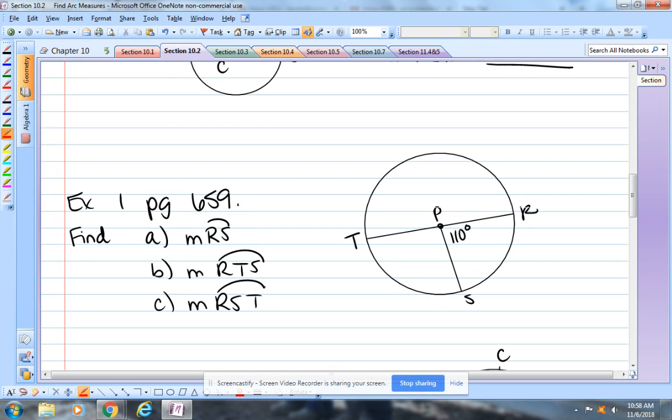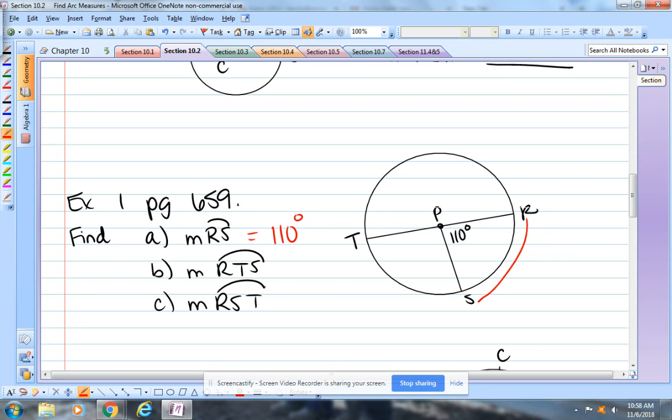First, they want me to find the measure of arc RS. Is it a major or a minor? Minor. So R to S is here to here. And what's that going to be? It's going to be the same as the central angle, so 110 degrees. Does that make sense with everybody?